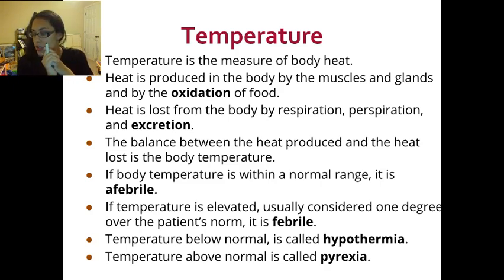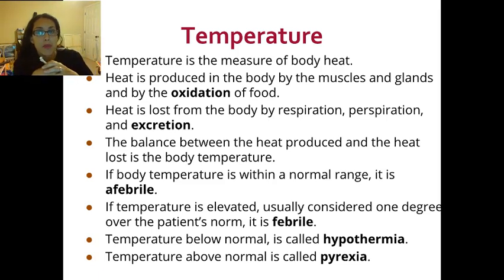All right, let's start talking about temperature. The temperature is a measure of the body heat. Heat is produced in the body by muscles and glands and by oxidation of food. So if somebody has more of a muscular body type, they're going to produce way more heat than somebody who's on the thinner side.